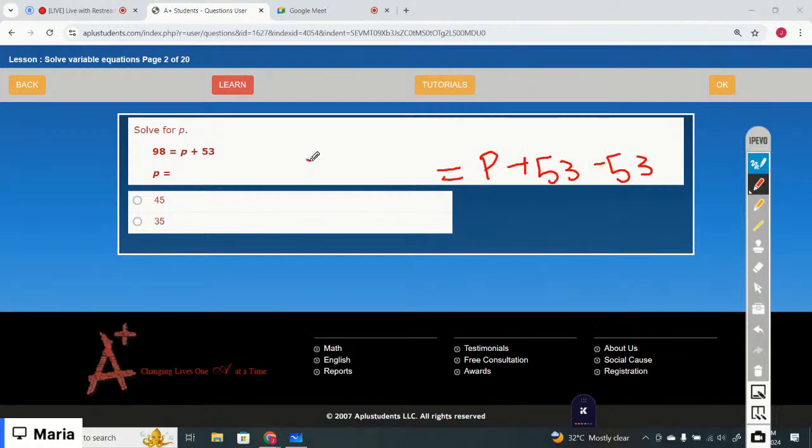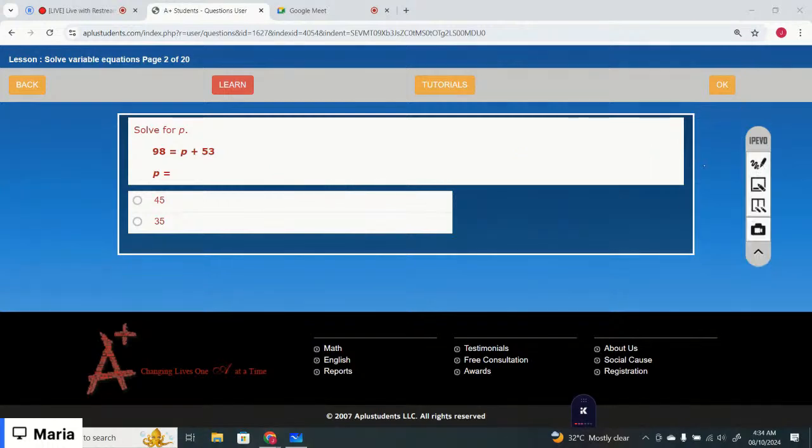Subtract 53 from both sides, right? So here 53 minus 53 makes 0. You are left with P only. And 98 minus 53 is 45. Option number 1 is the correct option. 98 minus 53 is 45. The correct option is option number 1.